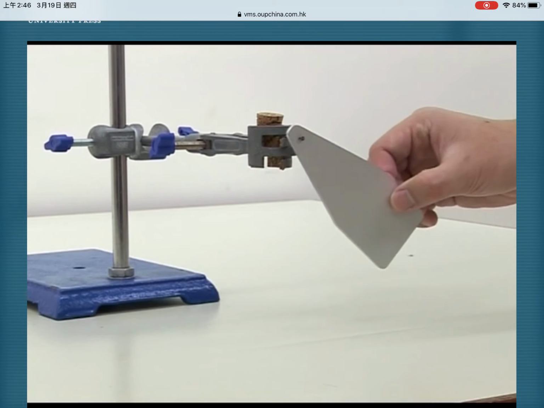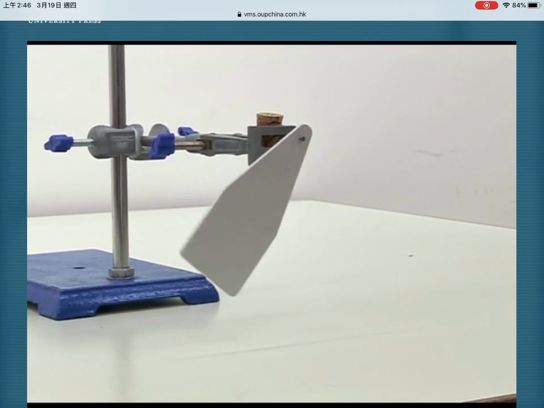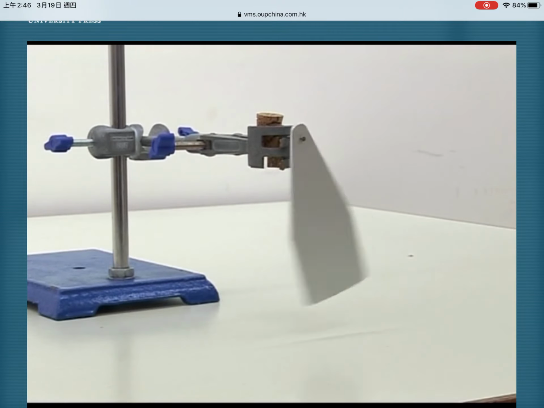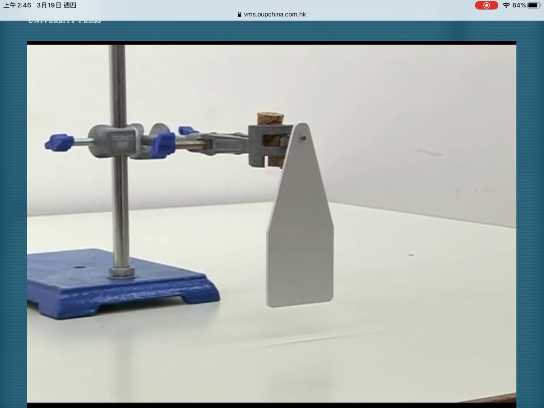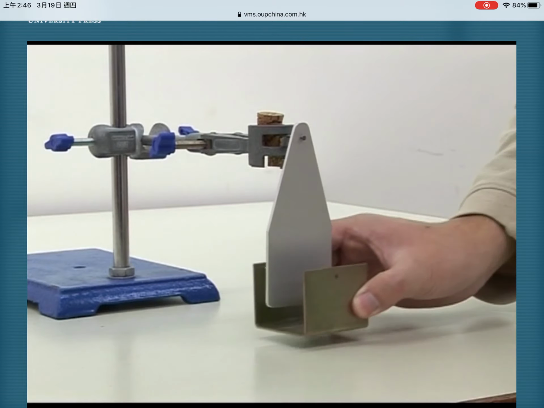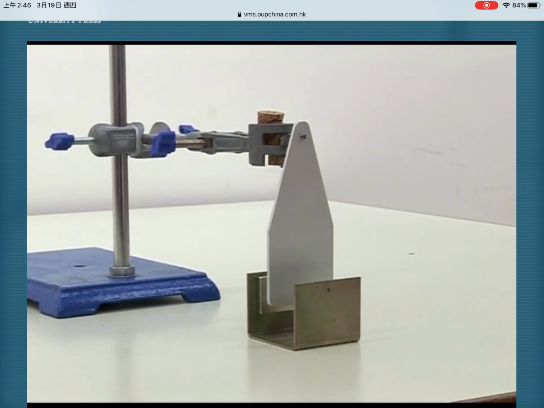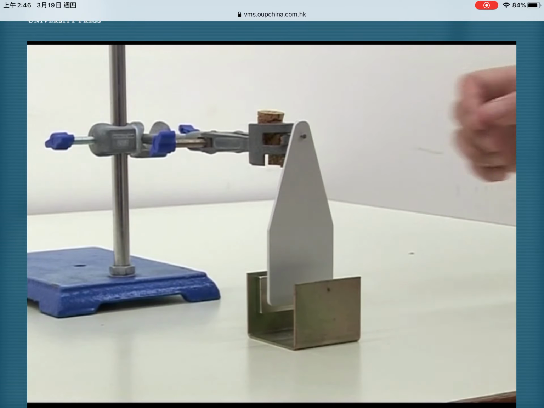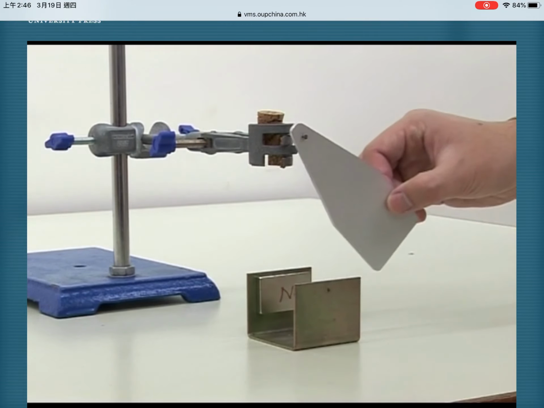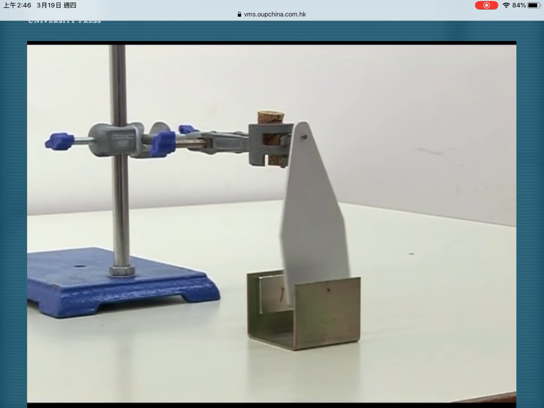Suspend an aluminium plate so that it can swing freely about its pivot. Place the plate between 2 slab-shaped magnets with unlike poles facing each other. Pull the aluminium plate to one side and then release it. What happens to the aluminium plate?